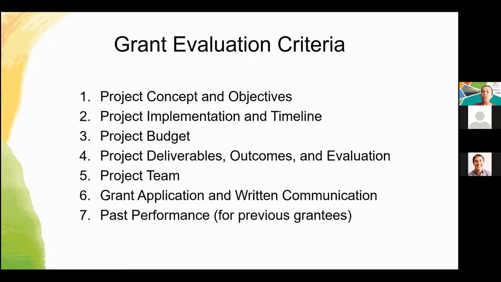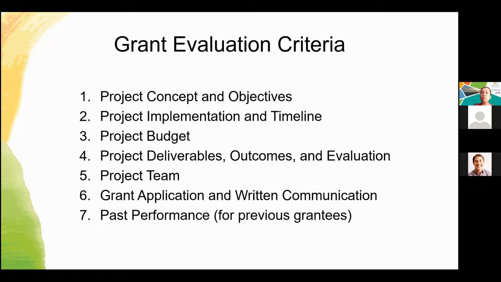Once the application window closes, which will be March 21st, fully complete submitted applications will be scored on the following criteria. Project concepts and objectives. Are the project concept and objectives clear, comprehensive, well thought out, and practical? Do the project objectives align clearly with those of the grant? Project implementation and timeline. Are the project activities well-defined, well-planned, practical, and technically feasible with a realistic timeline? Project budget. Is the project budget reasonable, realistic, and cost-effective?